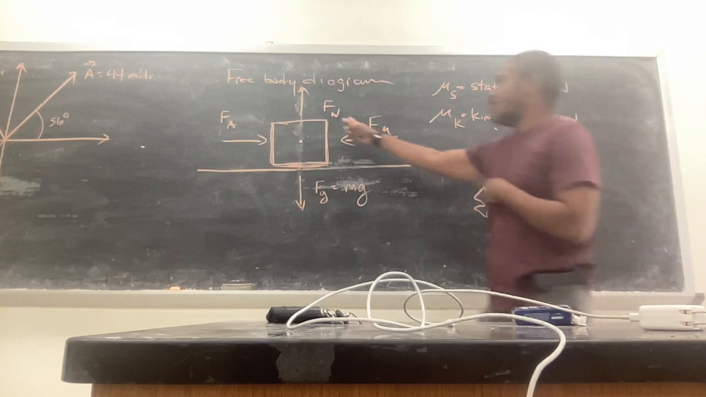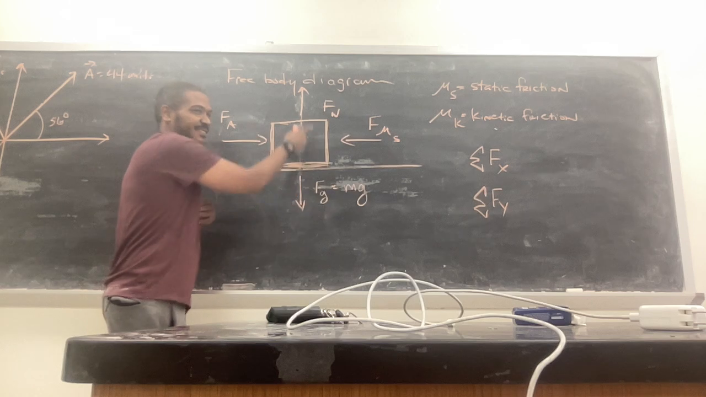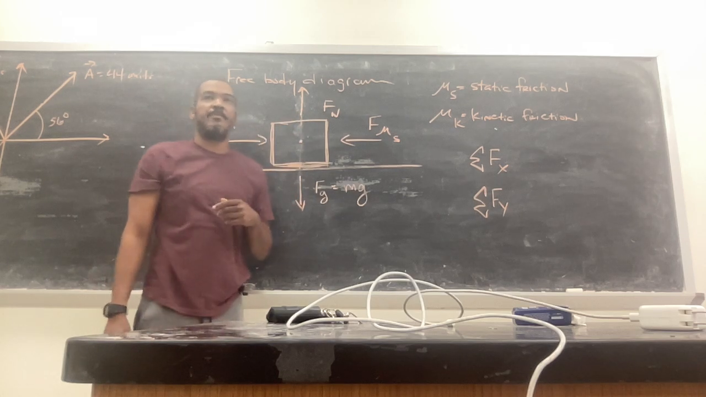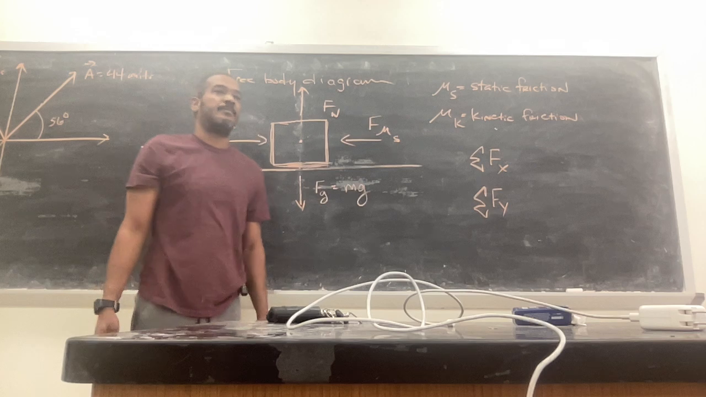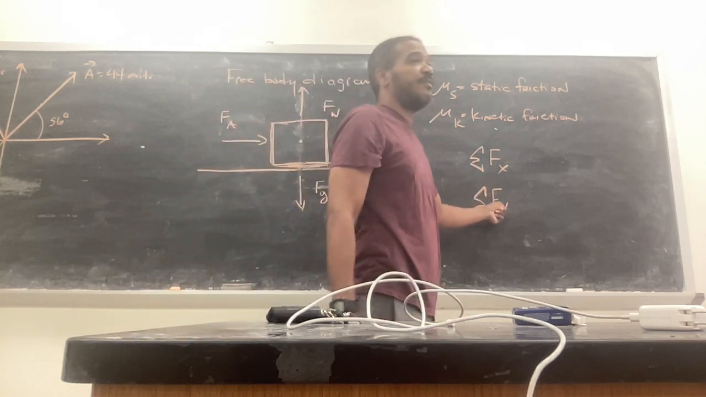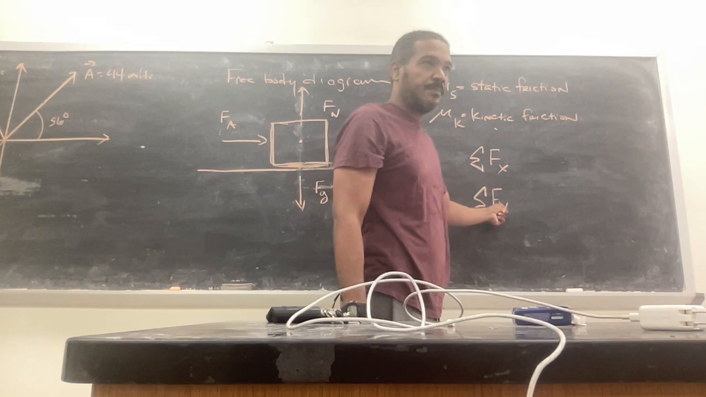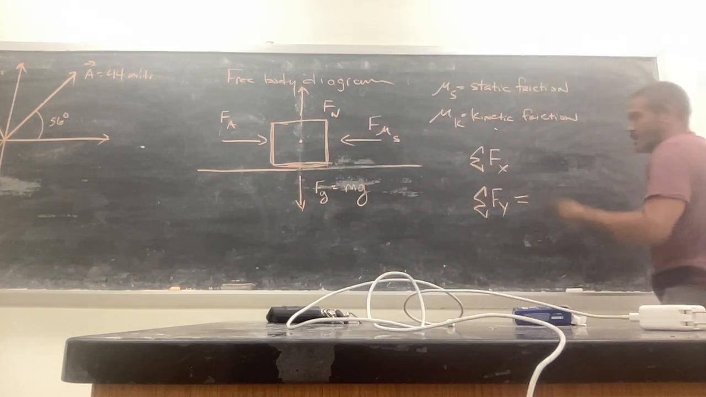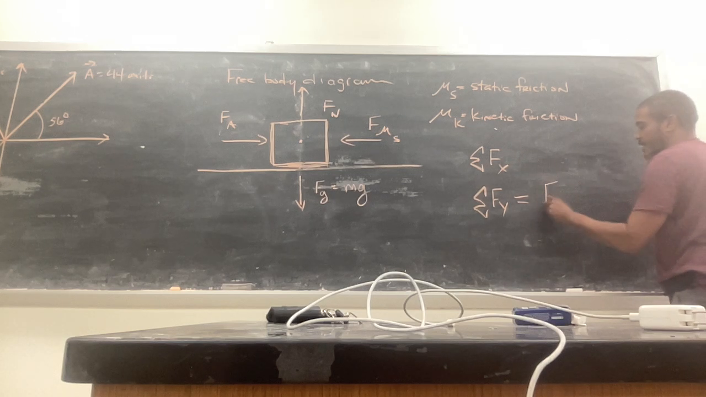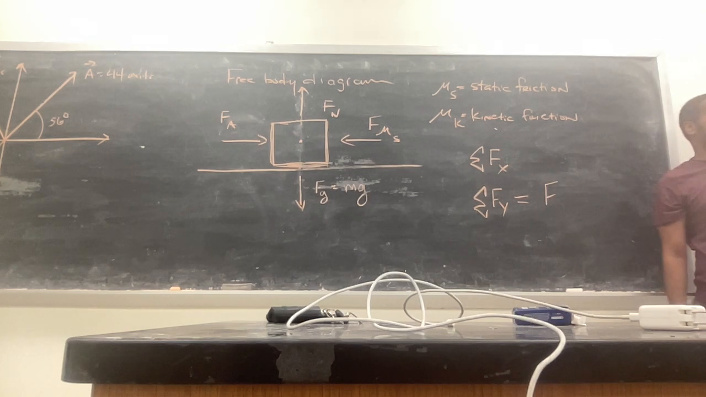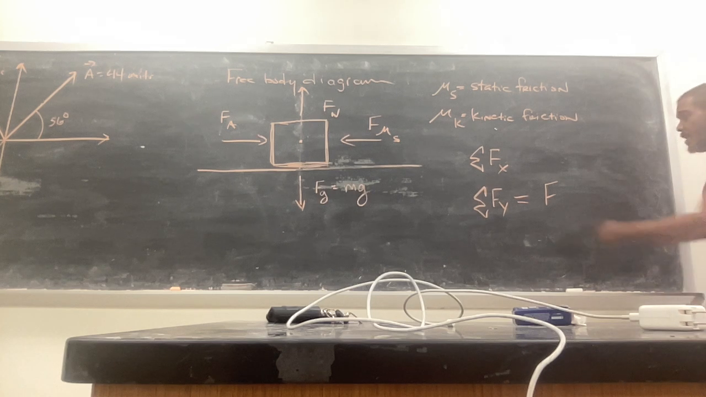So that means that these two do what? Cancel each other out. So our sum of the forces in the y direction equals what? Zero. So we write that mathematically because F of N is pointing up, that's positive, and F of G is pointing down, that's negative. We write F of N minus F of G equals 0.